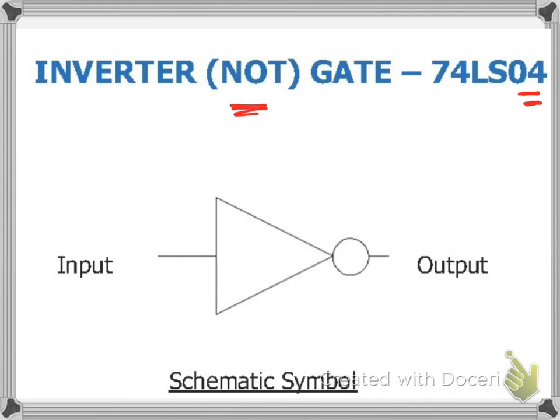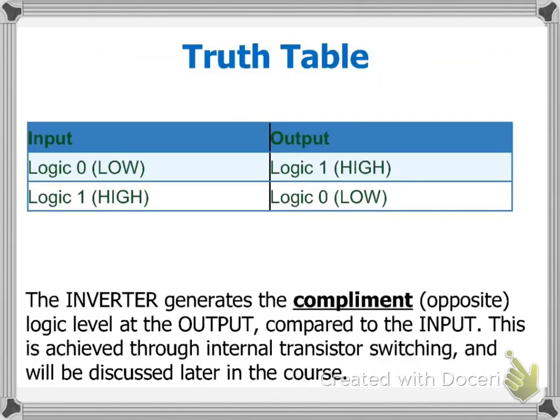The name of the gate gives you a clue as to how it operates. Basically, if it's an inverter, it's providing the inverse, the opposite, the complement logical function. So if the input is high, the output will be low, and if the input is low, the output will be high. There's the truth table. You can see the output is just the inverse of the input.